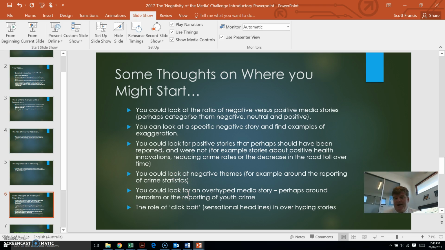You could look at negative themes, how they are reported. Overhyped media stories, perhaps terrorism or the role of youth crime. You could look at the role of clickbait, which are sensational headlines that don't always match the story, and the way they help overhype stories and media headlines.